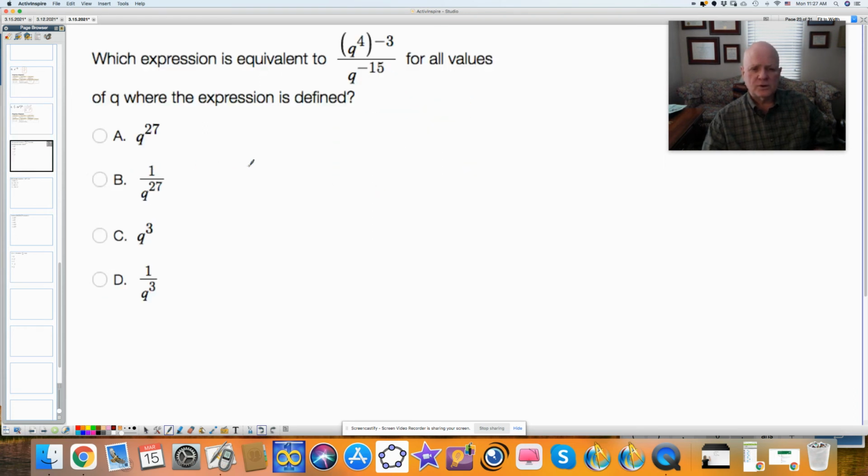Just a few more to do here. Which expression is equal to this? First thing, let's get rid of this power of a power. That's going to be q to the 4 times negative 3, which is negative 12. And since I'm dividing by this, I can subtract the exponent, which is q to the 3rd.